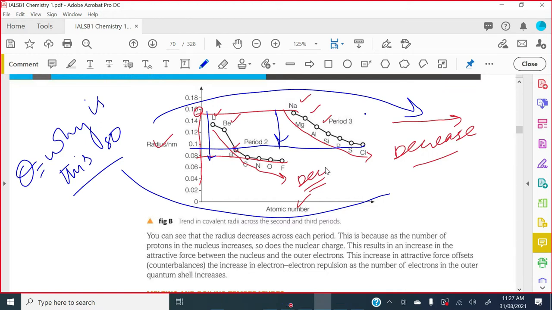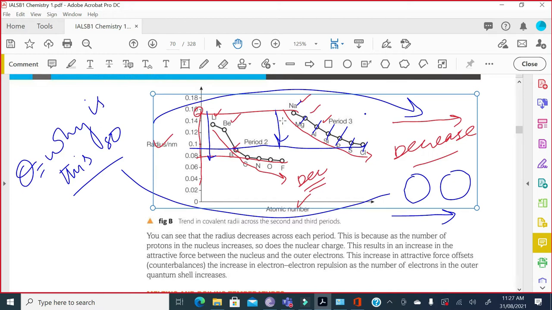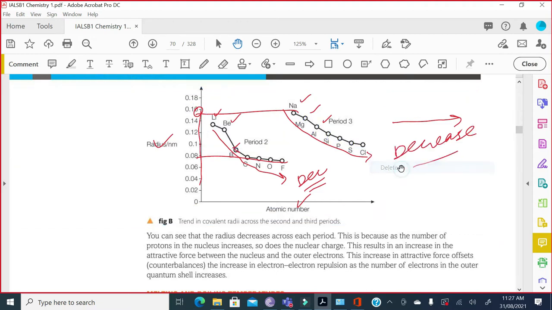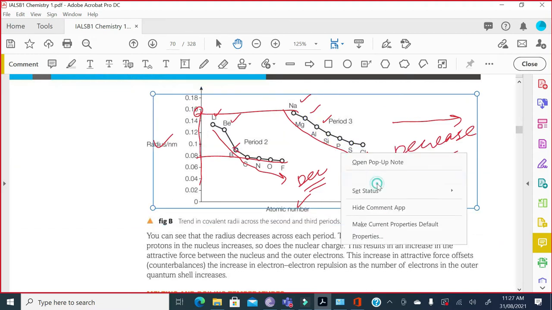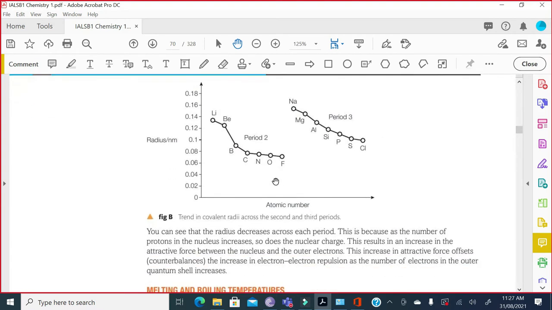The reason for this is that when we are moving across, we see that the shell is constant. There is no extra shell added across the period. Okay. Moving from sodium to magnesium to aluminium to silicon, phosphorus, sulfur and chlorine, we see that the shell is constant. So when the shell is constant, it means that there is nothing to be worried about. If the shell is constant, you're just adding electrons, nothing else.